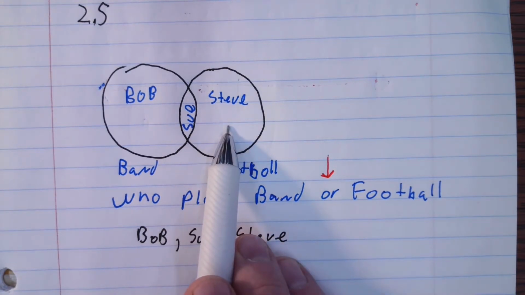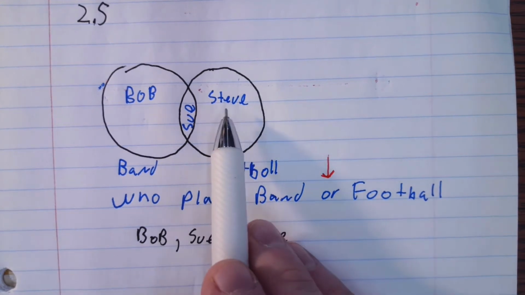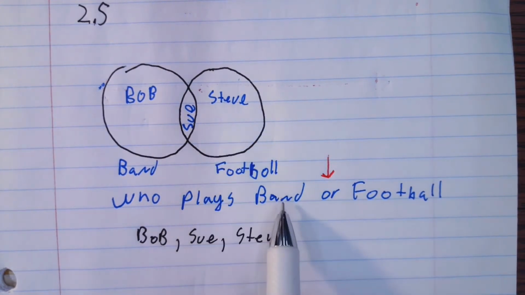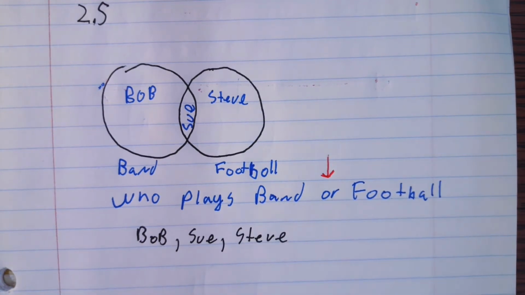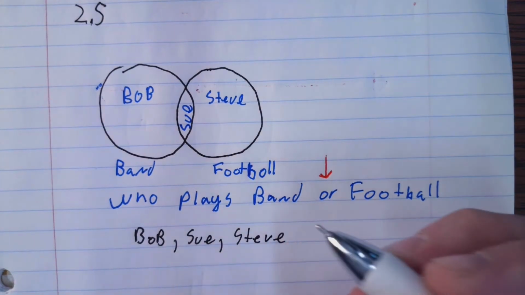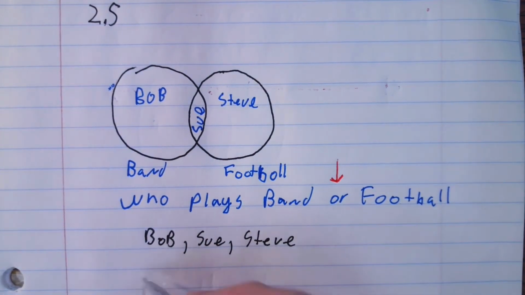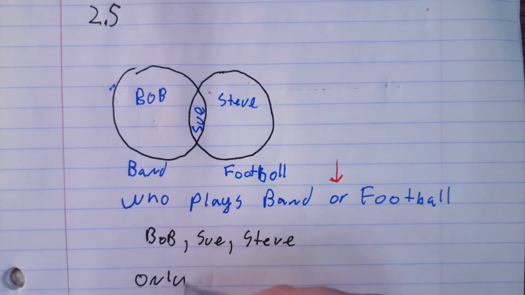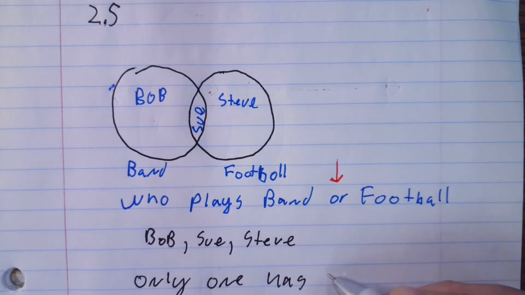And does Steve play band? No. I know technically you don't play band, you play an instrument in the band, but that's not the point. Steve doesn't play band, but he does play football. So the word or, when you use it in a logic sense, basically means that only one has to be true for the whole thing to be true.